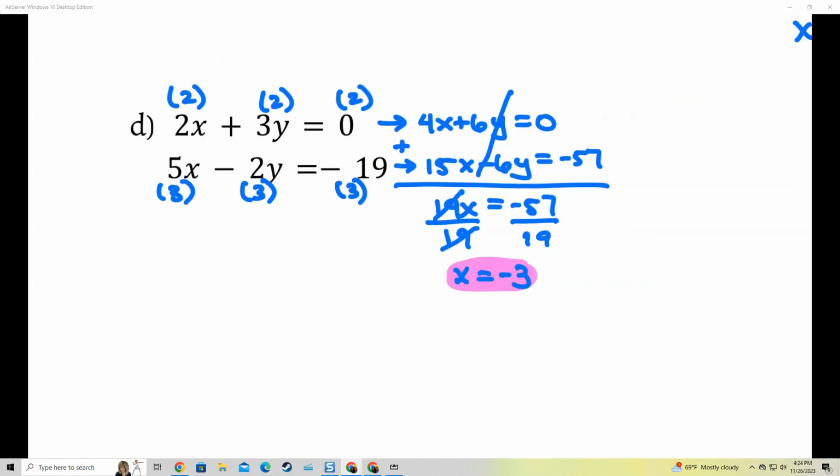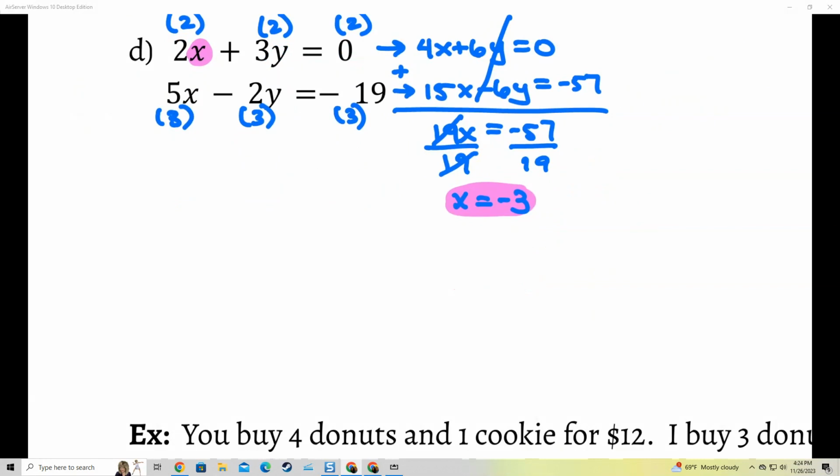I'm going to take that x equal to negative 3. I get to plug it in anywhere I want as long as I plug it in for an x. I'm going to go ahead and substitute it into this one because it looks like those are easier numbers. So let me go ahead and start that off. I'm going to replace the x with a negative 3. This is going to say 2 times negative 3 plus 3y is equal to 0. That means negative 6 plus 3y is equal to 0.